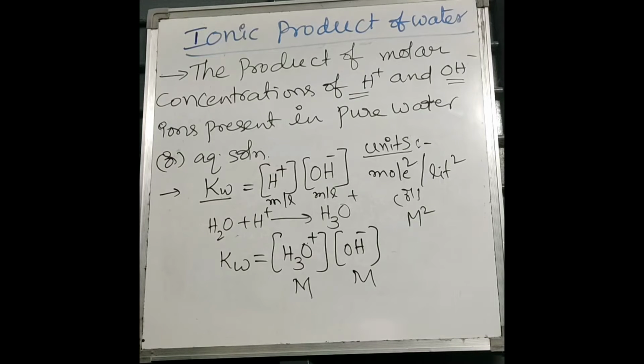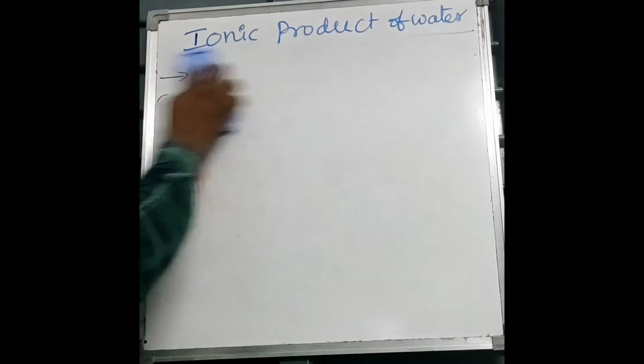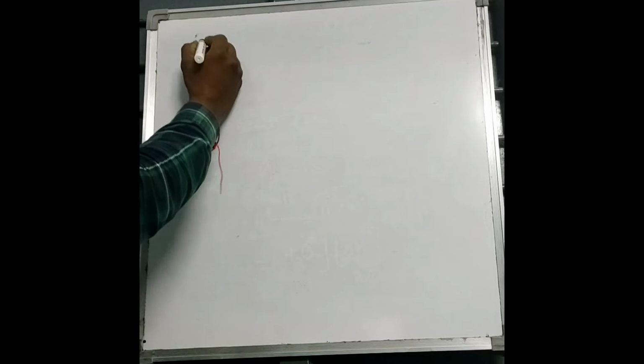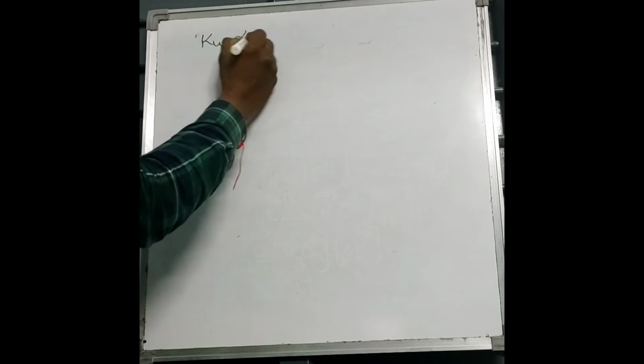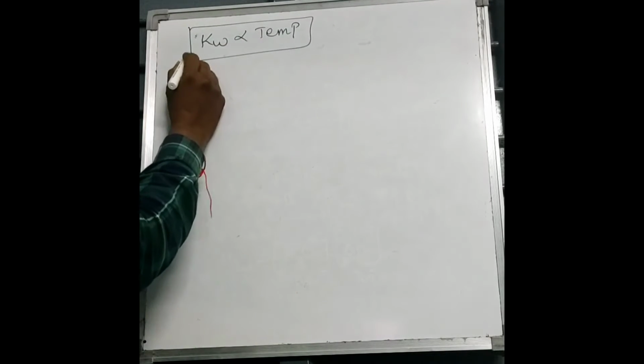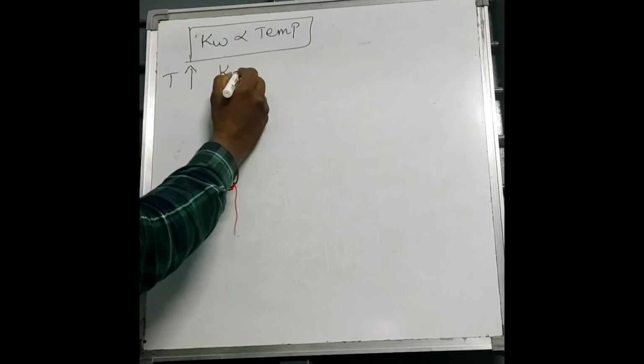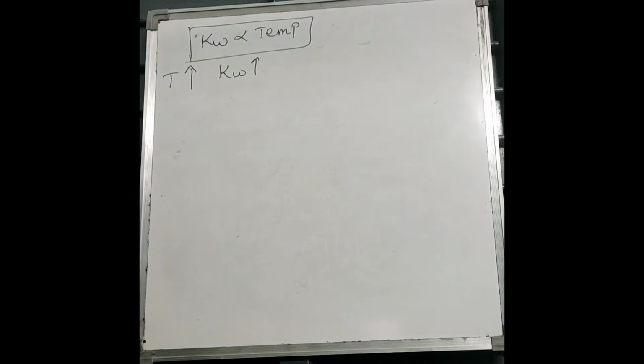The next one: is there any relation between the ionic product of water and temperature? We will see that now. There is a direct relationship between the ionic product of water and temperature. This indicates that when temperature increases, the ionic product of water also increases.